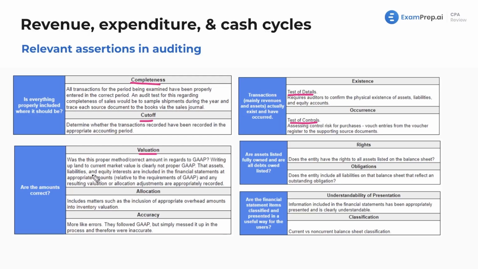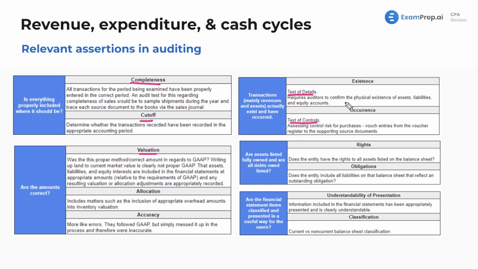That assets, liabilities, and equity interests are included in the financial statements at appropriate amounts relative to the requirements of GAAP. Obviously, GAAP is going to tell you how you should value each particular asset and liability, and any resulting valuation or allocation adjustments are appropriately recorded. We see the differences there. Again, when I was taking the exam, no one really properly broke these out in a good way for me. And again, this is my goal here for you, is to make sure you understand the difference.